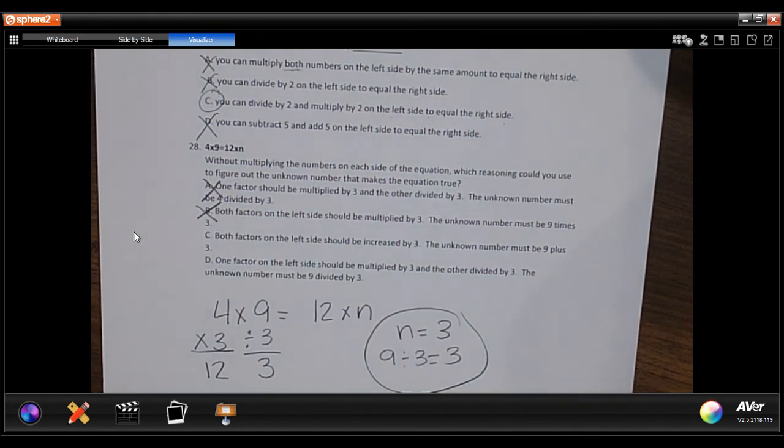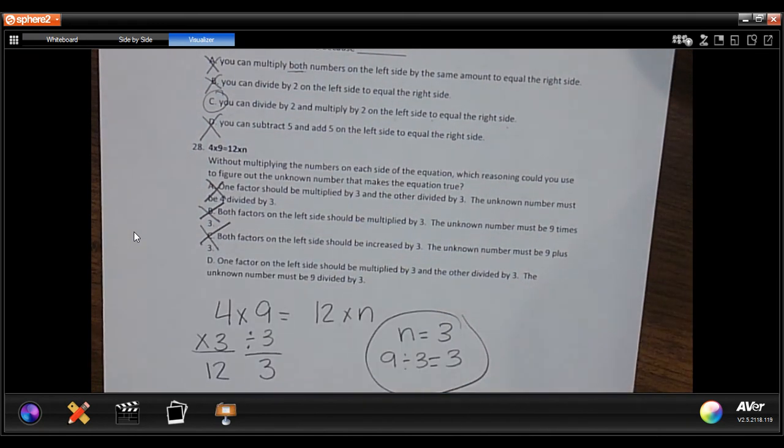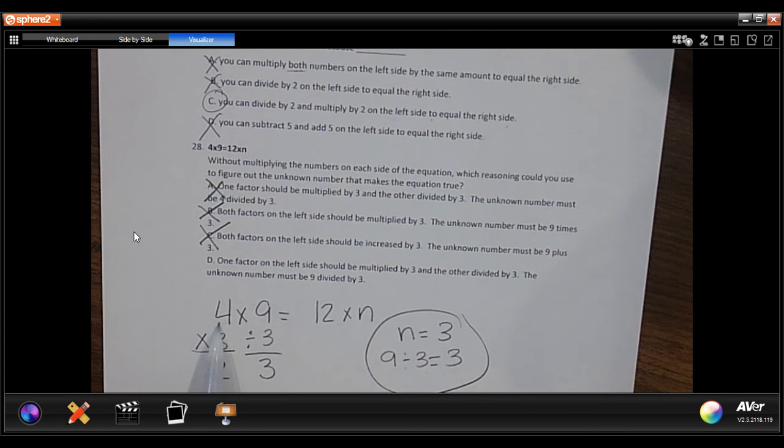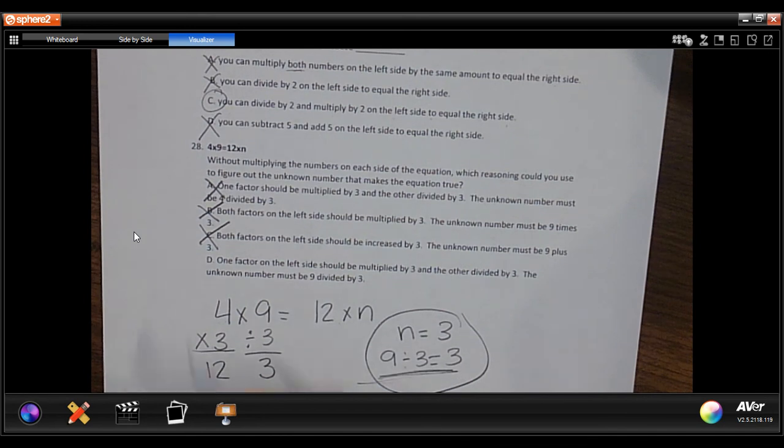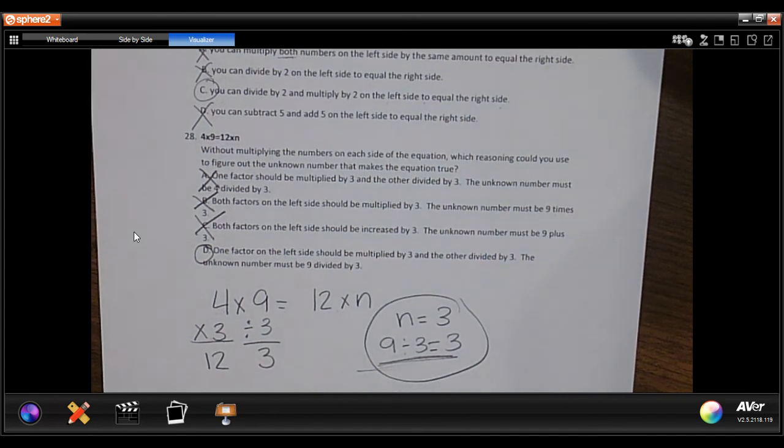Nope. C. Both factors on the left side should be increased by 3. The unknown number must be 9 plus 3. Nope, we know we're not doing adding or subtracting in these. D. One factor on the left side should be multiplied by 3, and the other divided by 3. The unknown number must be 9 divided by 3. Ding, ding, ding. D is our right answer because we multiplied by 3, divided by 3, and our answer for n was 9 divided by 3, which gave us 3.